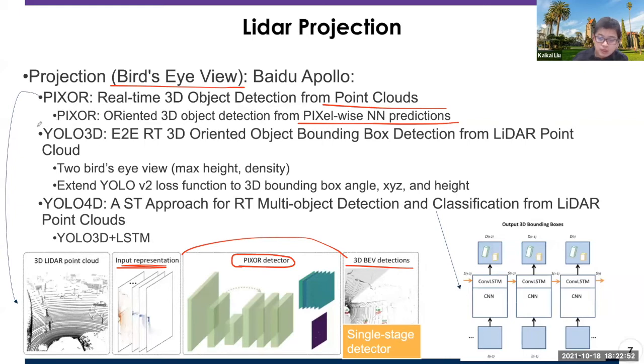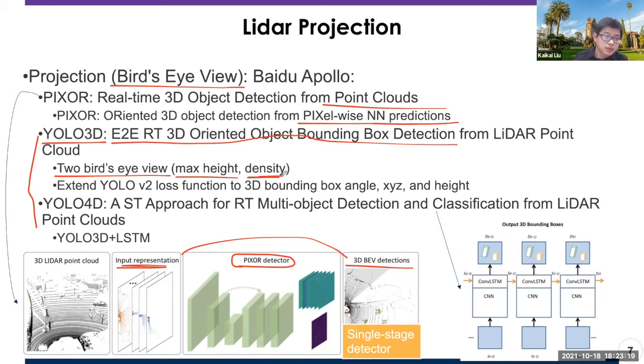So then the other two solutions apply YOLO. YOLO is a 2D detector, using YOLO to extend to 3D. One is called end-to-end real-time 3D oriented bounding box detection from point clouds. What they do is convert it to two bird's eye views: one bird's eye view based on maximum height, and one based on density.